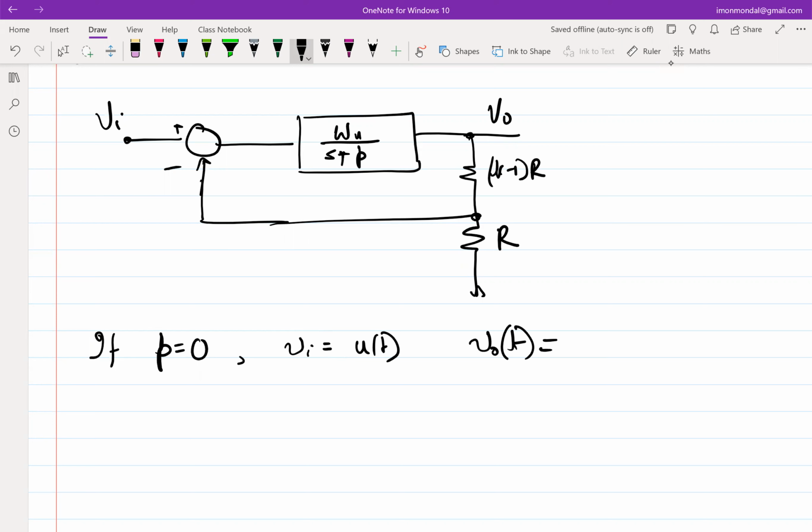The output voltage for the step input, right, with an ideal integrator. So with the ideal integrator, it will be omega u by k into 1 minus e to the power minus t by tau into u(t), where tau is basically k by omega.